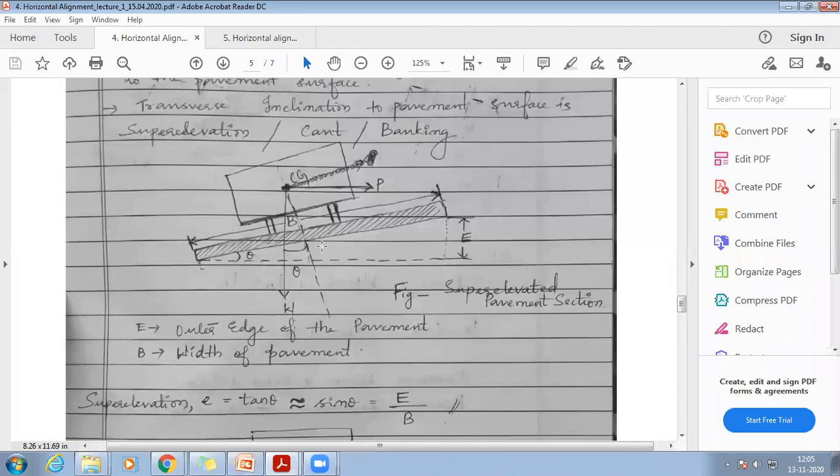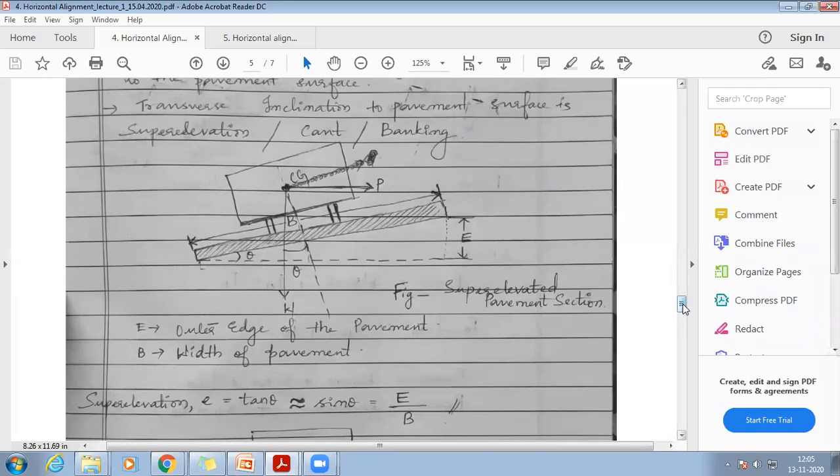This is the center of gravity of the vehicle, you know that. The self weight is acting downwards, so this is W, and the centrifugal force is pulling the vehicle outwards, which is capital P. This is the outer edge of the pavement. You can see the dotted line, that was the original position of the pavement. But you had provided a super elevation, that is, you have raised the outer edge of the pavement. That height I'm going to take as capital E.